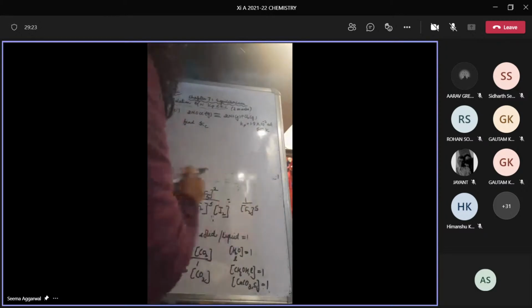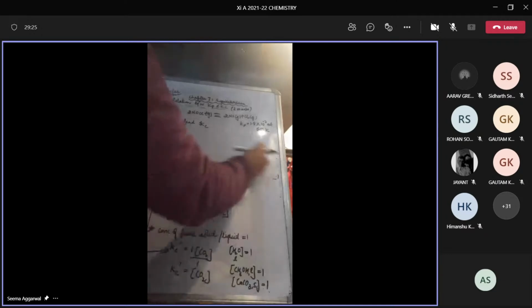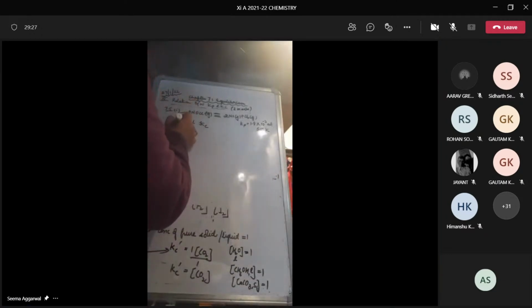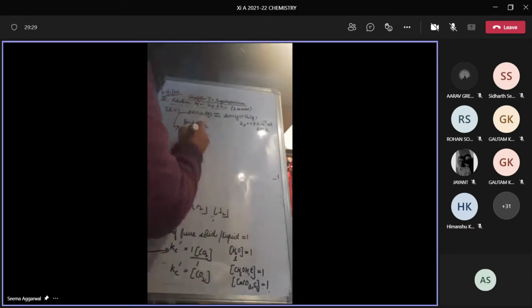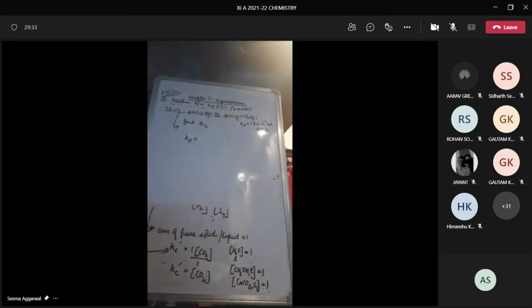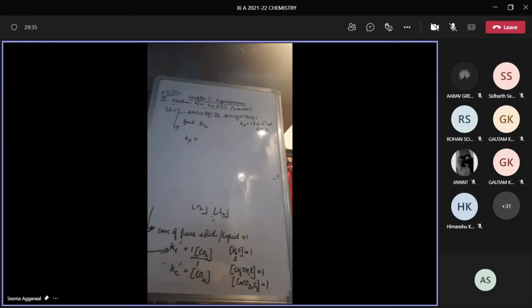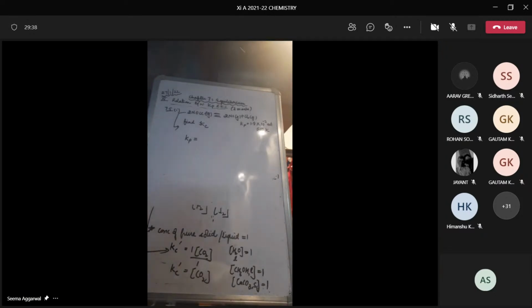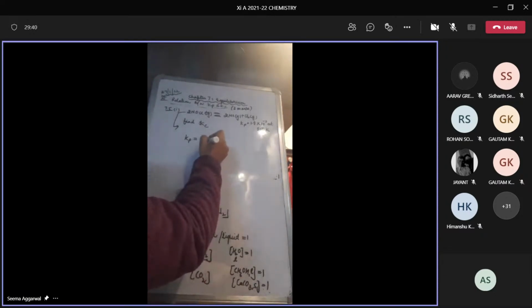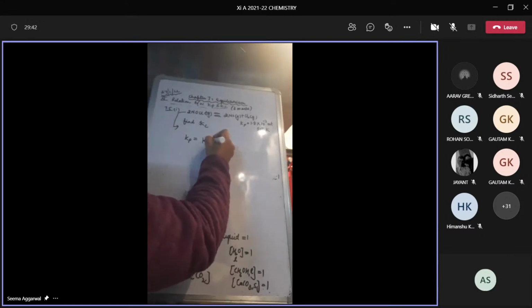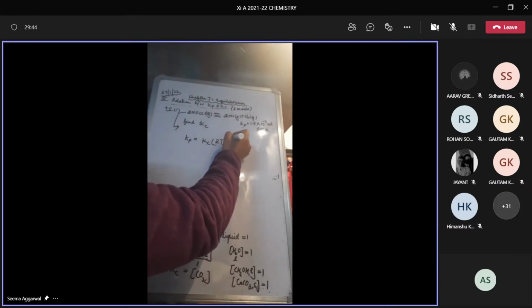For this reaction, we are given Kp is equal to this, and what we have to find is Kc. What is the relation between Kp and Kc? First tell me, what is Kp for this reaction? Kp की value given है. Can you find out what is Kp? Can you write down? Kp is equal to Kc RT delta Ng. This is the relation?